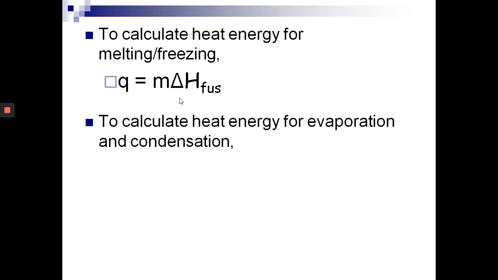To calculate the heat energy for melting and freezing, you are going to be using this equation, okay? Ignore that square, just the Q, okay? Q stands for the quantity of heat energy, which is equal to m delta H fuse. So the m is going to be the mass, and the delta H fusion is going to be a constant value. And to calculate the heat energy for evaporation and condensation, you are going to be using Q equals m delta H vaporization. Again, the delta H fusion and delta H vaporization are going to be constants.